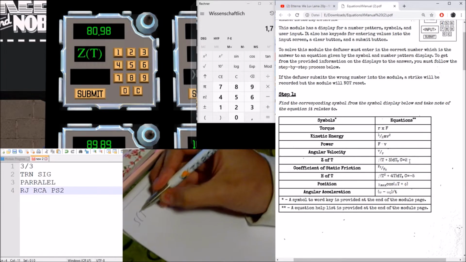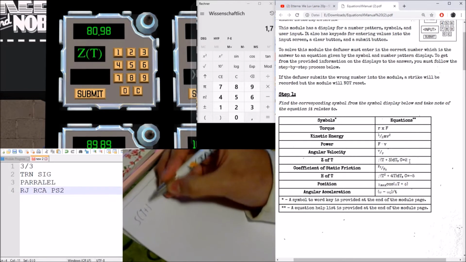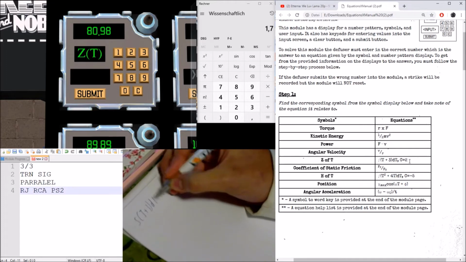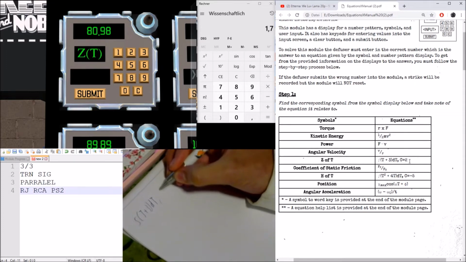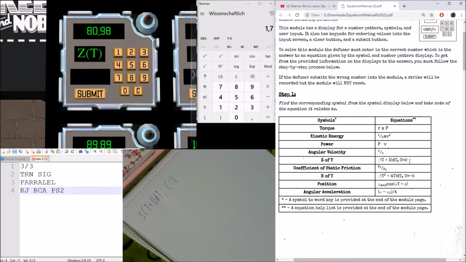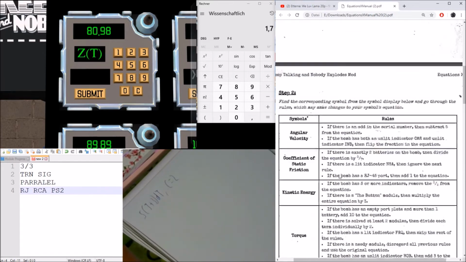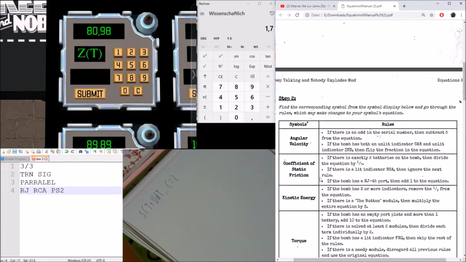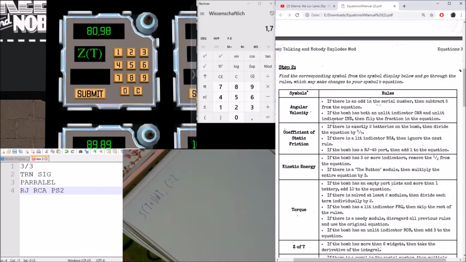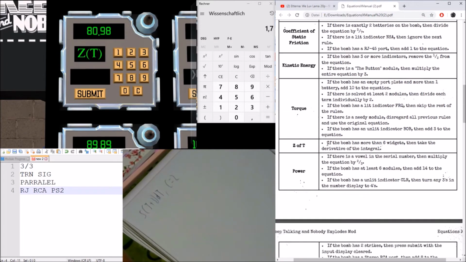So it's s, then parentheses t plus 3 parentheses dt, and then comma c equals 2. Remember that c equals 2 will be important at the end of the equation. So now you check your rule. You have a set of rules, and that will affect your equation. So z of t has the rule: if the bomb has more than 6 widgets, then take the derivative of the integral. That means, I won't make this confusing.